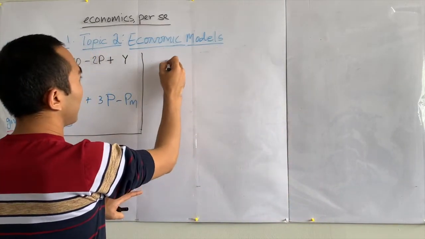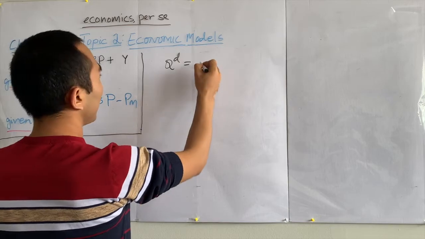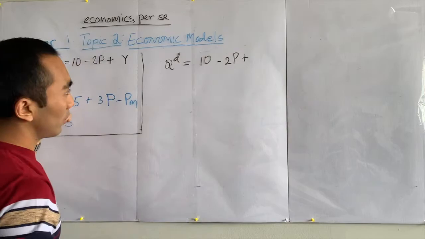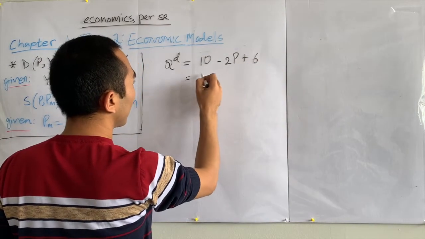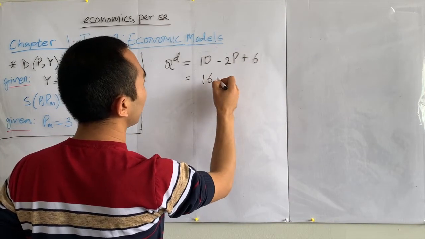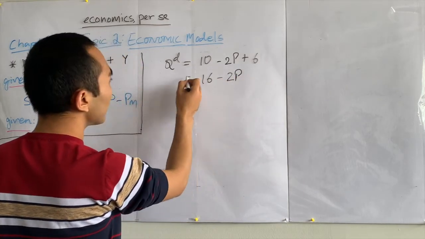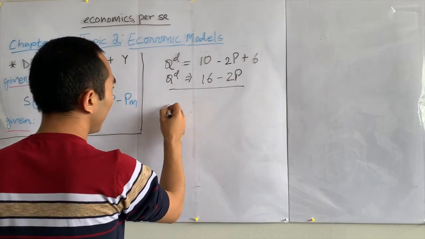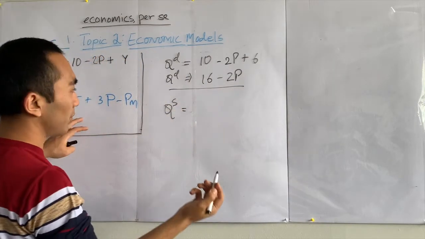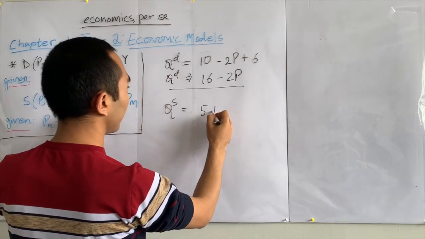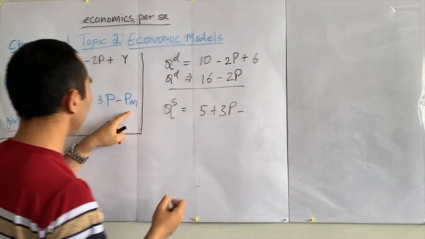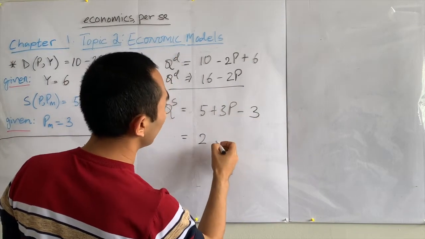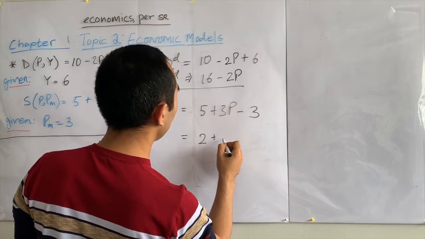So the quantity demanded is going to equal 10 minus 2p plus y, which is 6, giving us 16 minus 2p. This is the quantity demanded. And supply will be the same step, 5 plus 3p minus m, which is 3, which would give us 2 plus 3p.